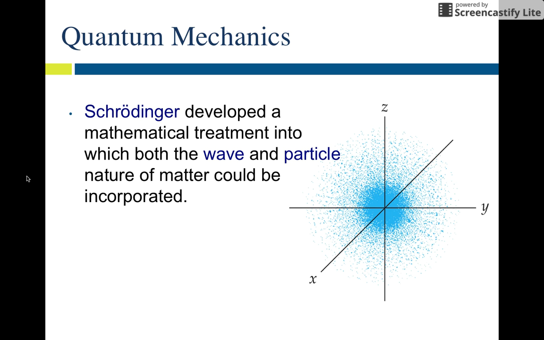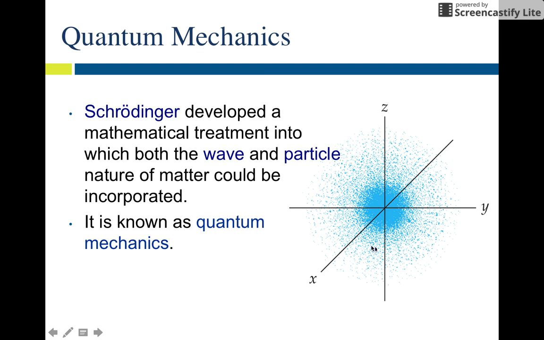And so we get into Schrodinger's wave equation, which gives a treatment mathematically of both the wave and particle nature of matter. And the solutions to Schrodinger's wave equation give us these probability densities, and we call this quantum mechanics.